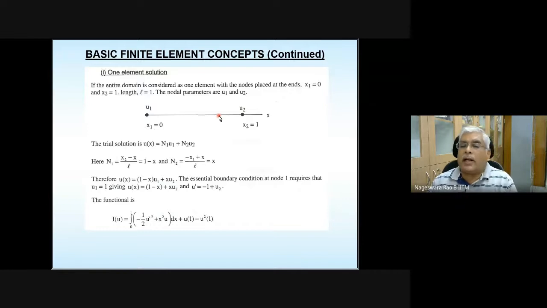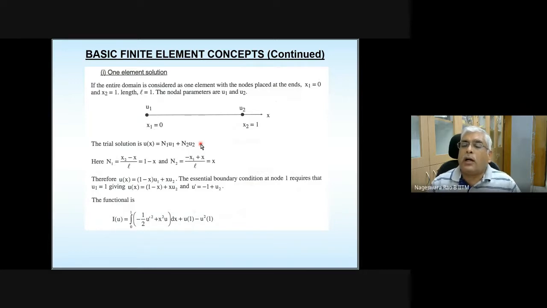And now write this trial solution. What is the trial solution now? It's going to be u as a function of x is N1 u1 plus N2 u2. How to get N1? How to get N2? You need to use the previous equations, N_i plus 1. So based on that, N1, N2 are obtained. Once N1, N2 are obtained, you substitute that here.